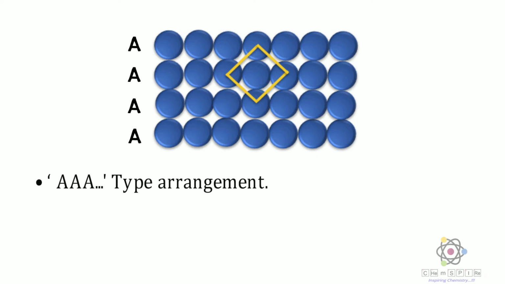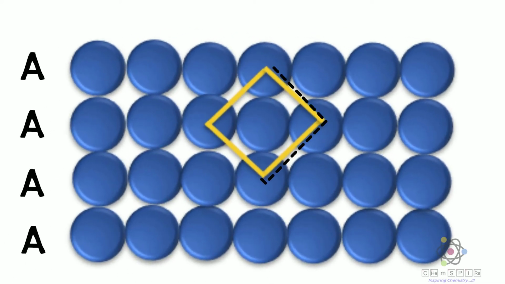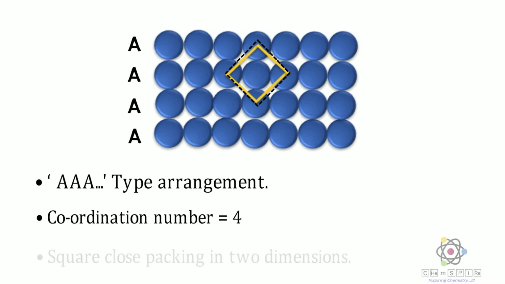In this arrangement, each sphere is in contact with 4 of its neighbors. Thus, the 2-dimensional coordination number is 4. Also, if we join the centers of these 4 immediate neighbors, a square is formed. Hence, this packing is called square close packing in 2 dimensions.